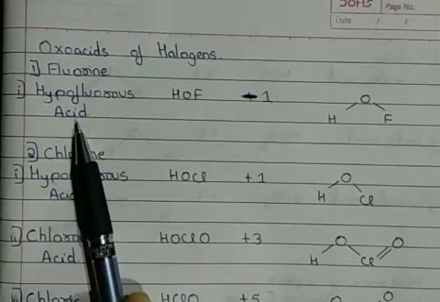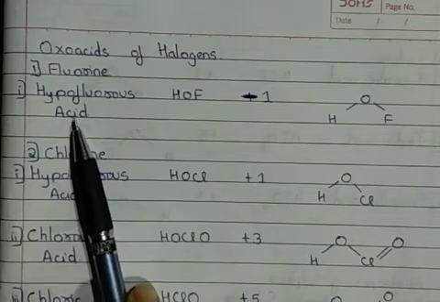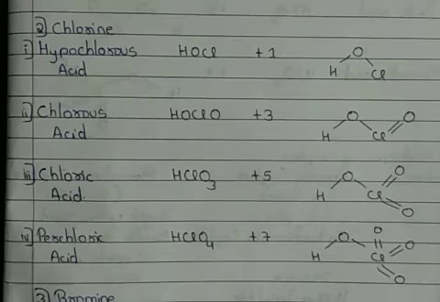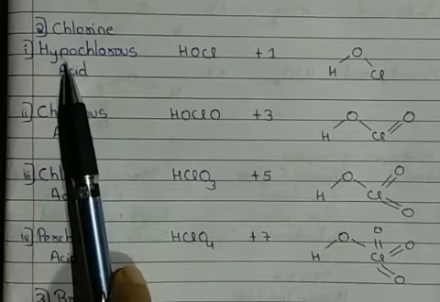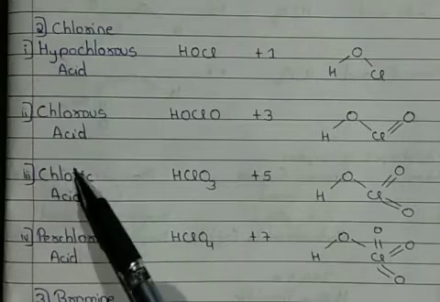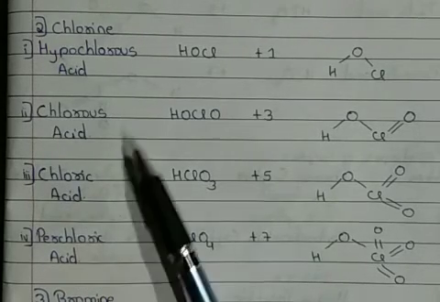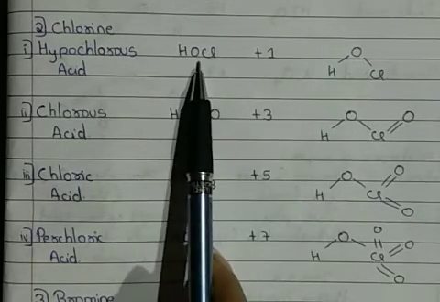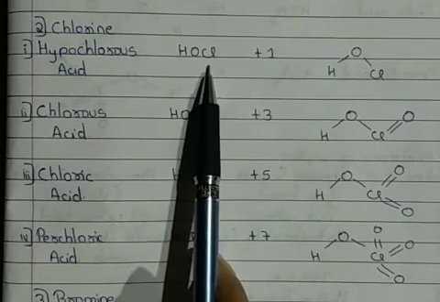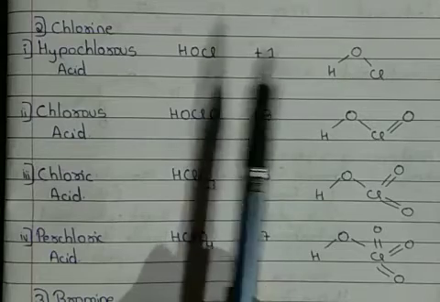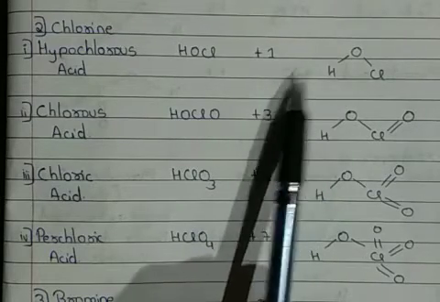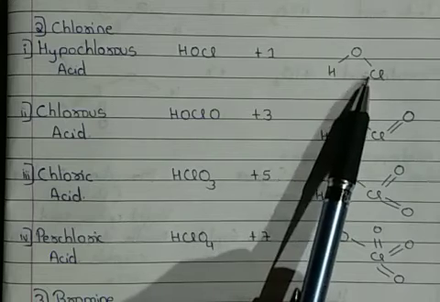Now after the oxoacids of fluorine, the next we have to see, that is oxoacids of chlorine. Now chlorine can combine with oxygen to form 4 types of oxoacids. The first one is hypochlorous acid, having a formula HOCl, where chlorine's oxidation state will be +1. The geometry or the structure would be oxygen at the center, one bond with hydrogen and other bond with chlorine.